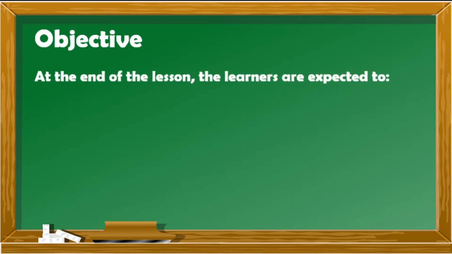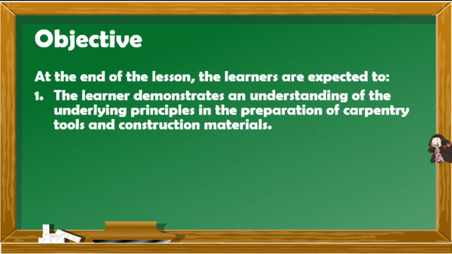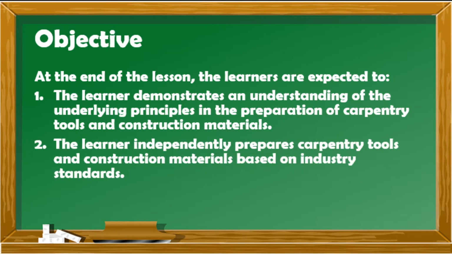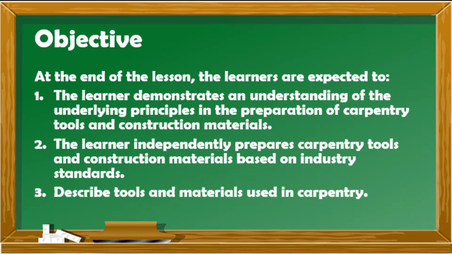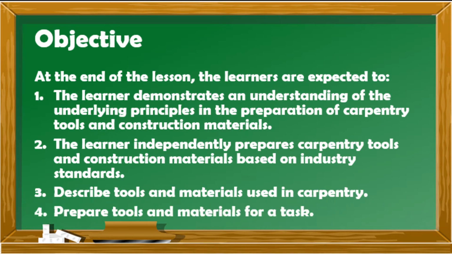So, at the end of the lesson, the learners are expected to demonstrate an understanding of the underlying principle in the preparation of carpentry tools and construction materials. Then, number 2, the learners independently prepares carpentry tools and construction materials based on the industry standard. Number 3, describe tools and materials used in carpentry. And for number 4, prepare the tools and materials for a task. So at the end of the lesson, ito yung mga expected na objectives na kailangan natin ma-achieve. Okay? So now, proceed na tayo.